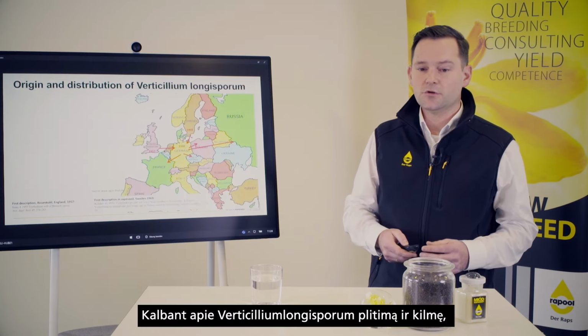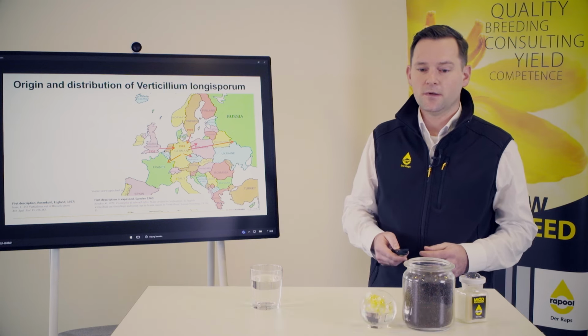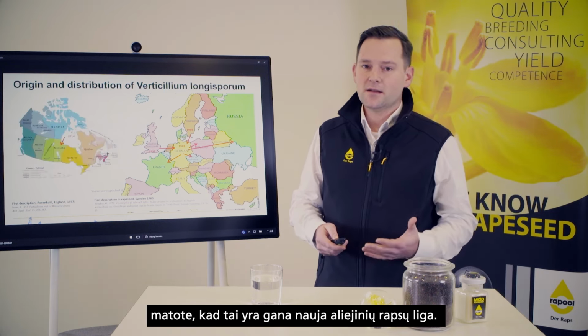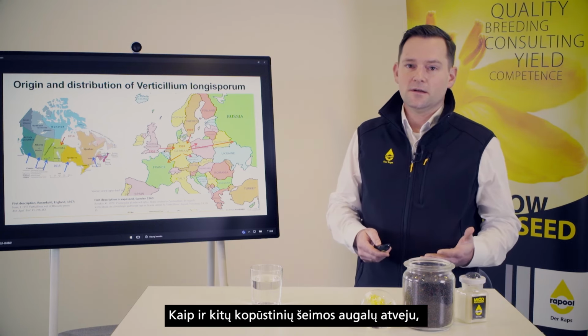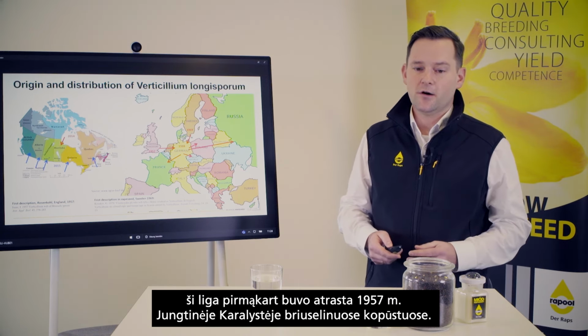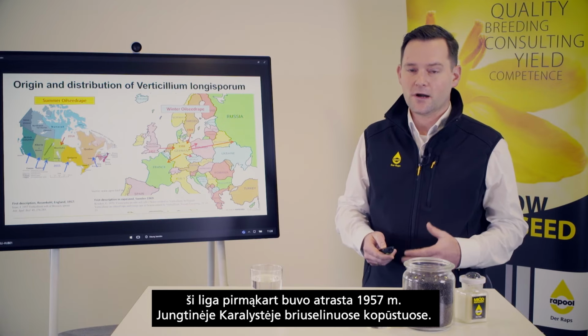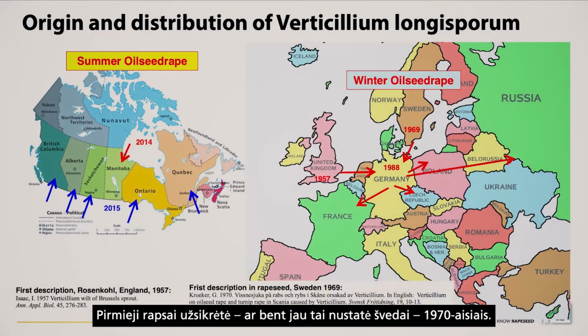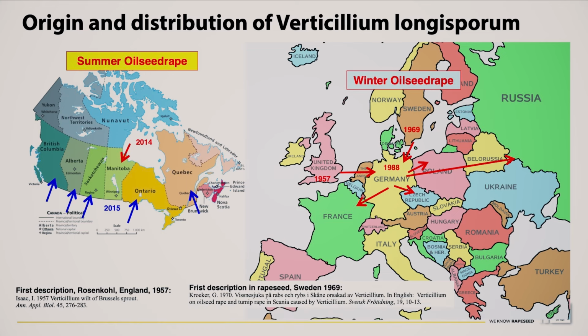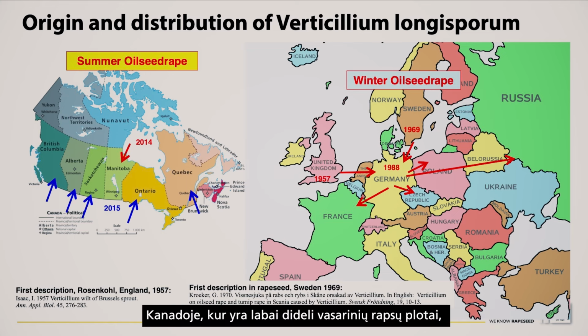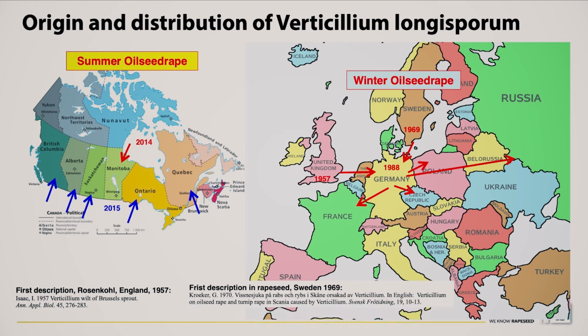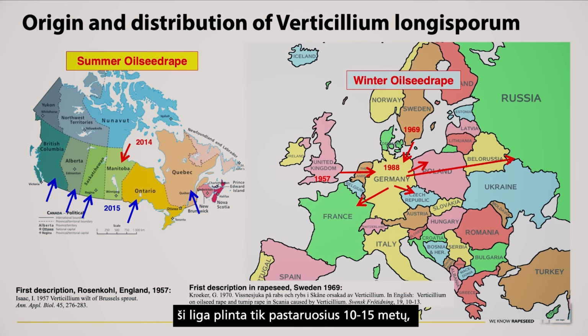So coming to the distribution and the origin of Verticillium longisporum, you can see it is quite a young disease for oilseed rape. Like for other cabbages, it was first found in 1957 in the UK for Brussels sprouts. Then the first oilseed rape was affected, or at least was presented, by the Swedish in the 1970s. In Canada, where we have the very big areas of summer oilseed rape, this disease is only present in the last 10-15 years.